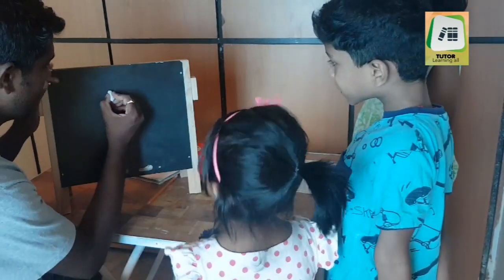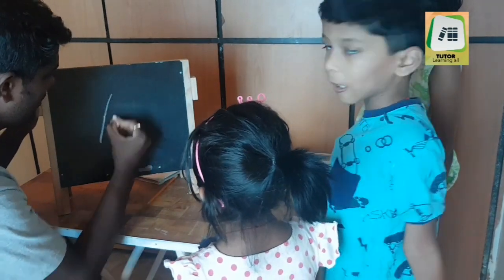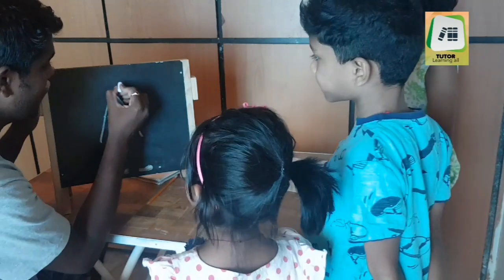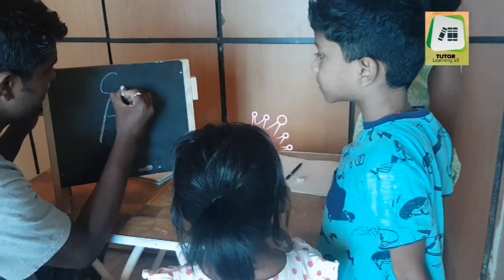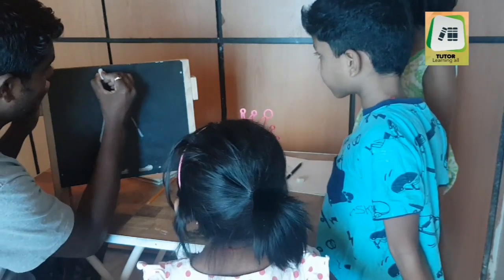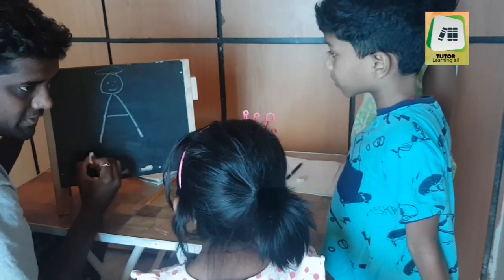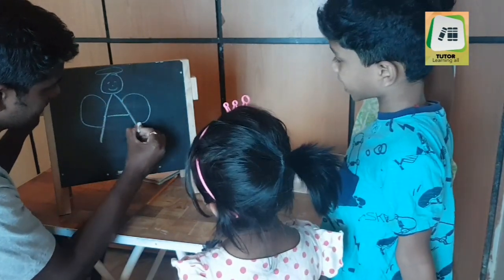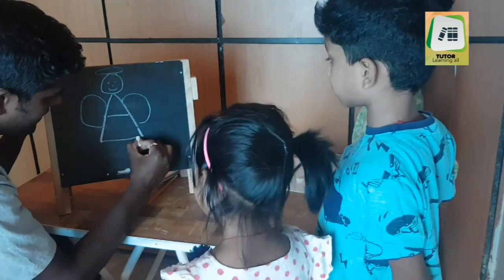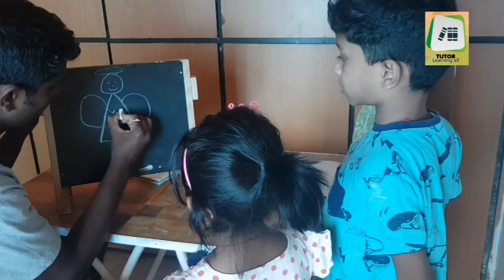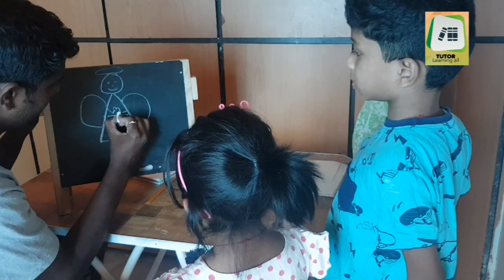For alphabet A, we have to draw a capital A, and we make an angel out of A. For the angel, draw a face and a smiley, then a ring on top of its head, and then we draw two wings on both sides. Join this, it will become like a skirt. And then we draw two hands and an arch shape.